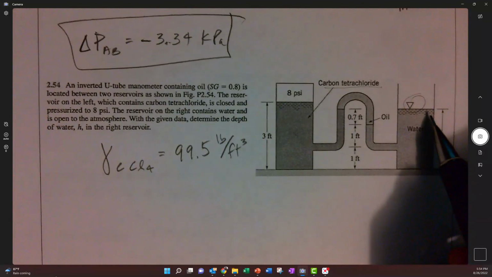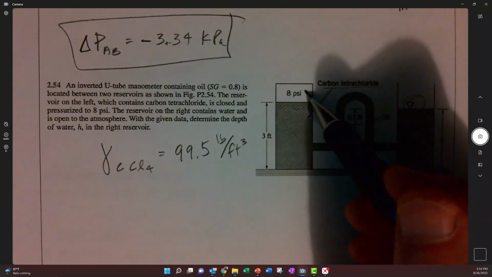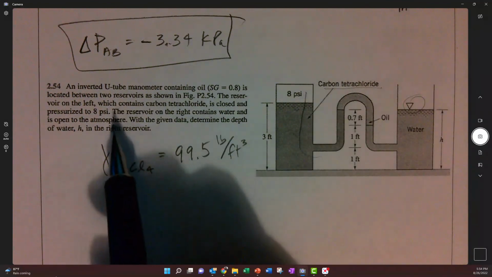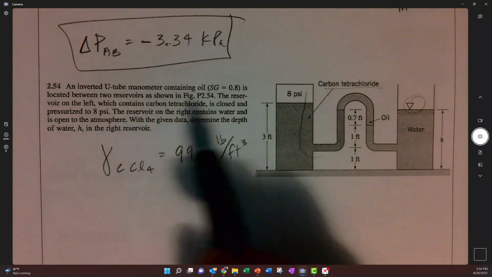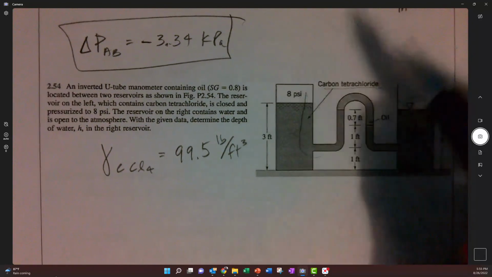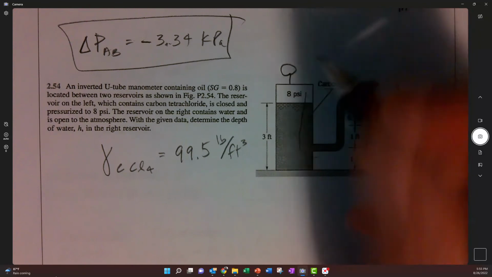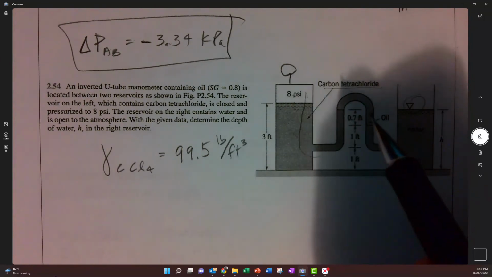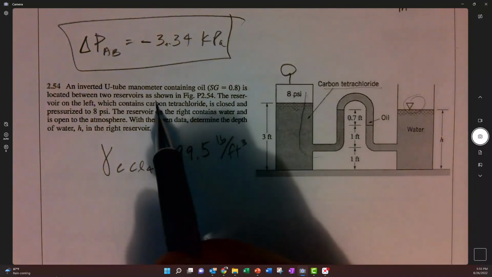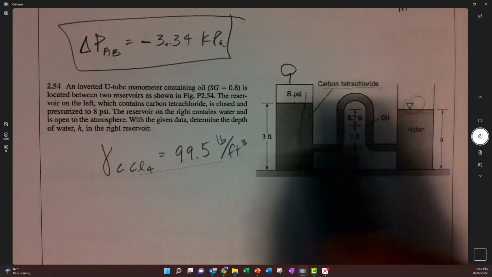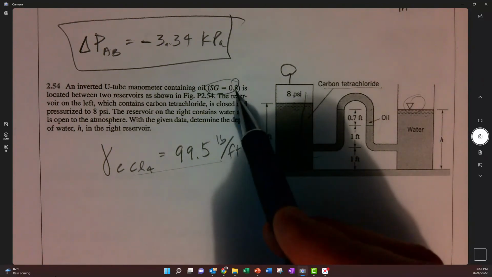I think I decided to swim from this direction over to the atmospheric, because I haven't read the problem yet. So this is it. We're calling this an inverted manometer. And we have some kind of gas pressure inside this that's giving us 8 psi, and we can assume that that's gauge pressure, so it's psi-G. And carbon tetrachloride, we know this. And then there's some kind of oil right here that has a specific gravity of 0.8.